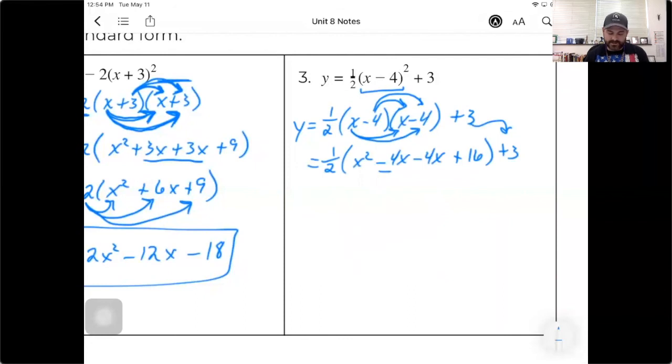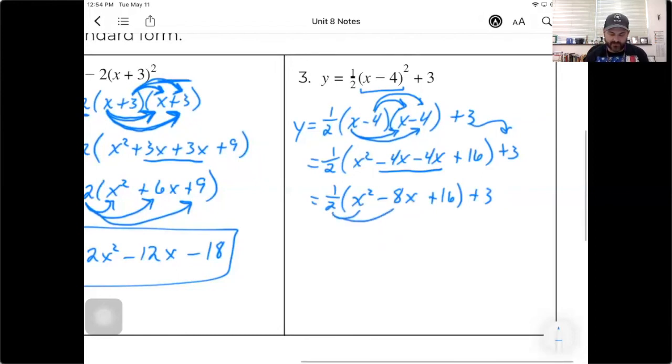Now we can combine these like terms here, but I still have a 1/2 outside the parentheses. -4x minus 4x is -8x and +16. And then I have a +3 at the end. You can't add 16 and 3 yet because we have parentheses. We've got to do parentheses first. And by doing that, we have to multiply everything here by 1/2.